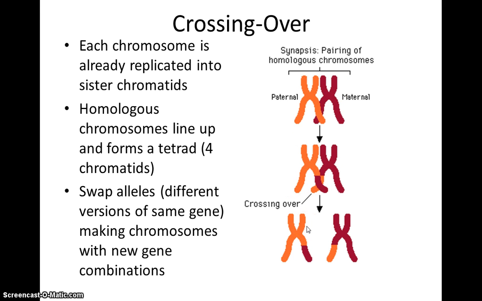As they pair up, a portion a lot of times will actually break off of one and the other at the same place. And as you can imagine, this is facilitated by enzymes. These breaks happen at what we call alleles, which are just different versions of the same gene. And when these swap, you can see here that we still have the same overall number of chromatids, but now they look different. So this leads to new gene combinations and gives a lot of variety in genetics.